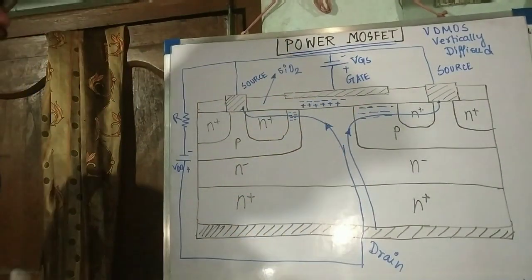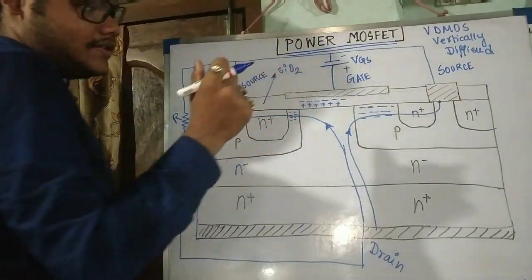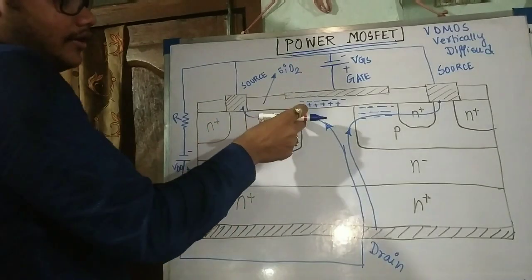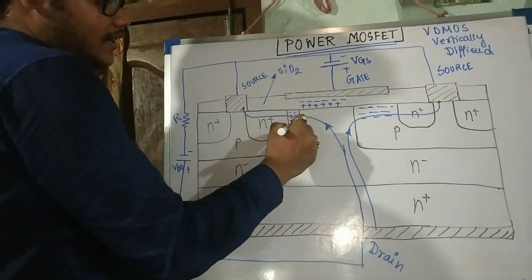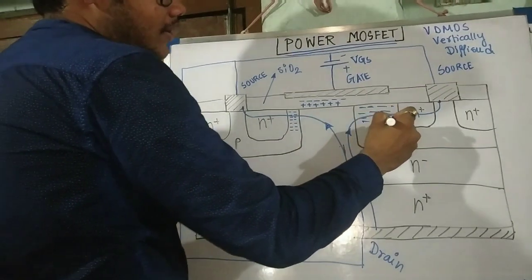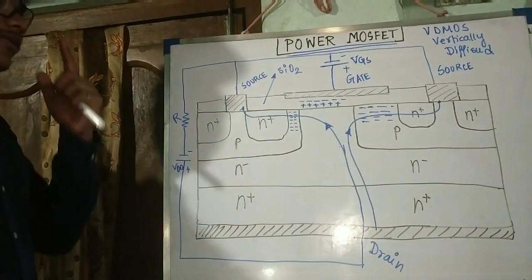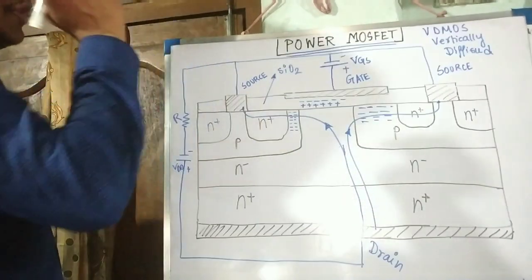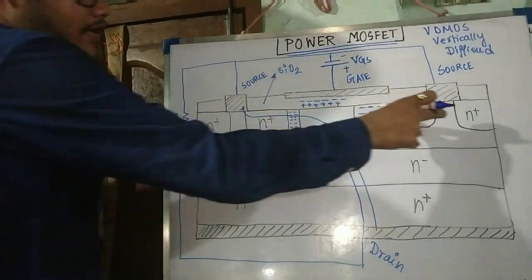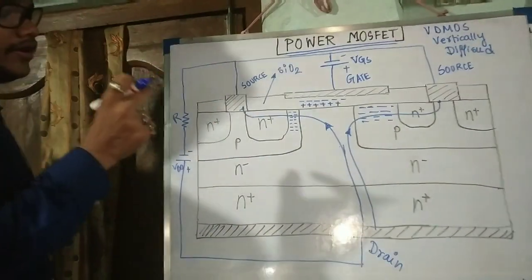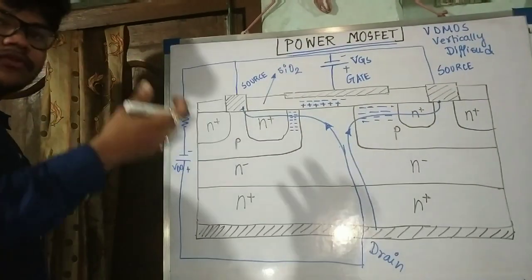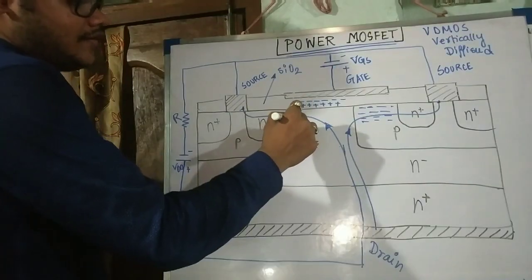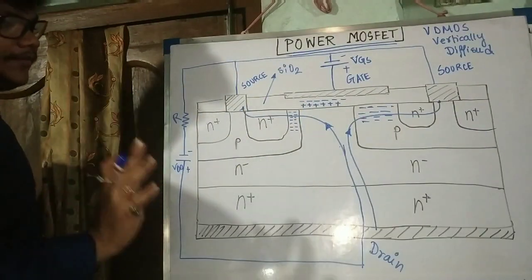Again you can see as you increase this voltage, the electric field gets stronger, and this channel width again gets increased or enhanced. That's why it is again called enhancement type N channel power MOSFET. Suppose we are using P substrate over here and N substrate over here, then that MOSFET will be called P channel enhancement type. Then there will be some positive ions which will be accumulated over here.